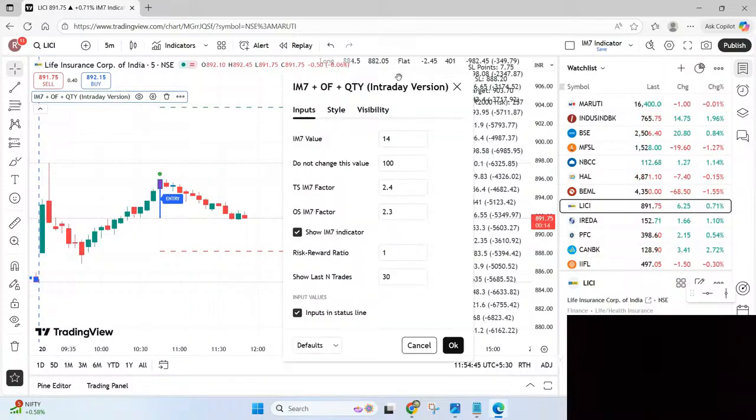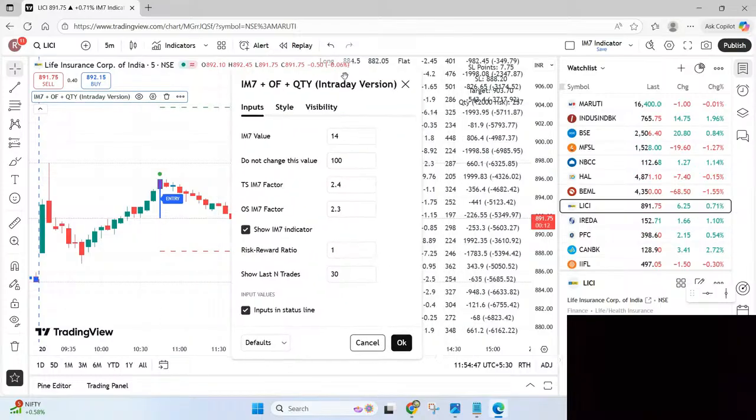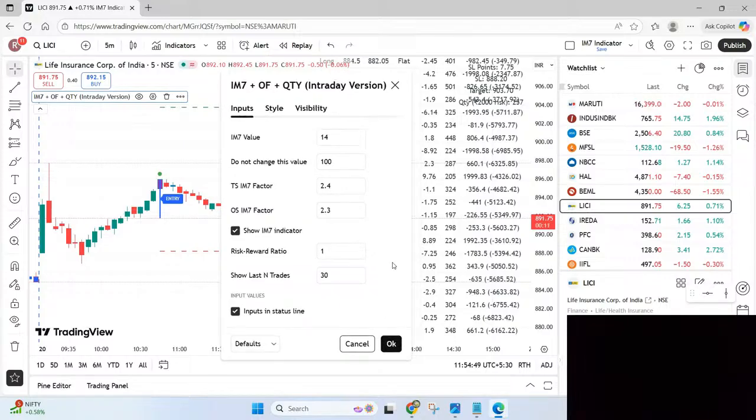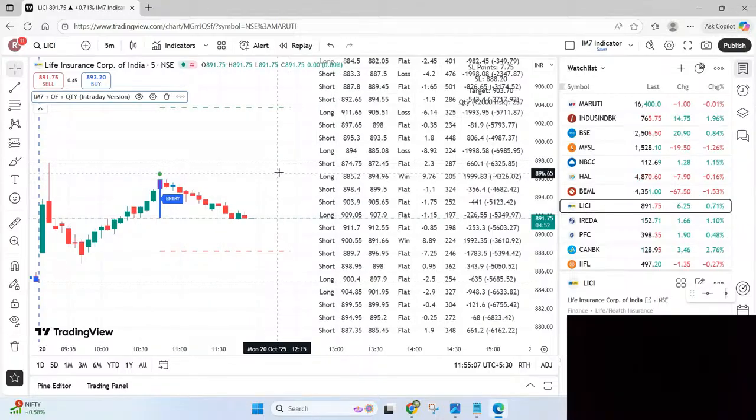To find out what is the stock that can give better results with our strategy, with this IM7 indicator. Just in the free version also you can backtest up to 30 trades.